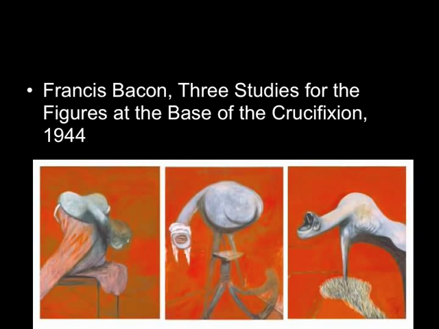Speaking of meat, probably the most famous series that Bacon did is actually the series that starts in the 50s of these paintings after 16th century paintings of popes. So here is Francis Bacon's Figure with Meat from 1954. You can recognize a couple of themes coming together in this work. It's figurative, of course, and also referencing art historical tradition.